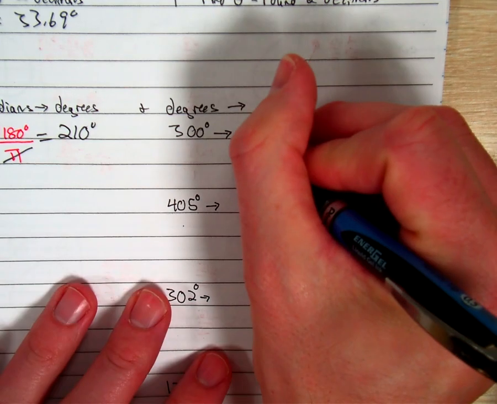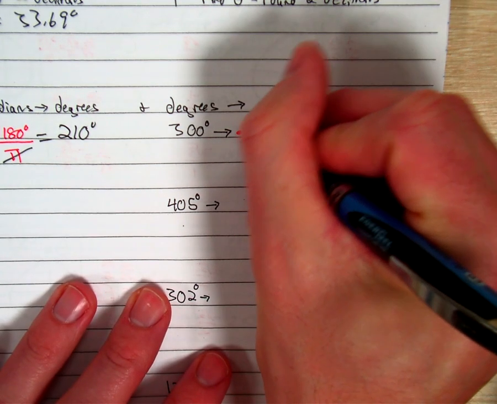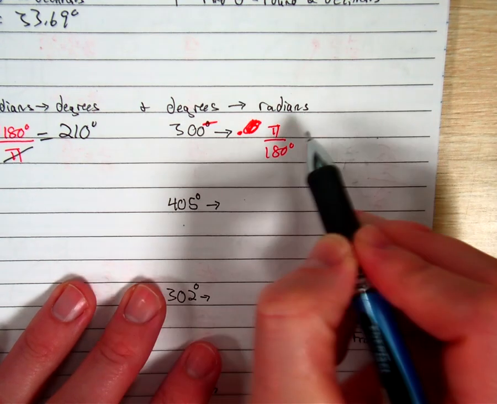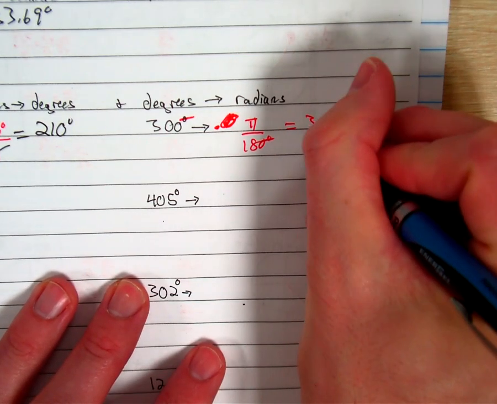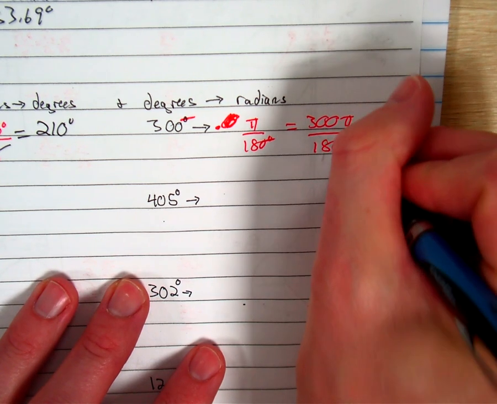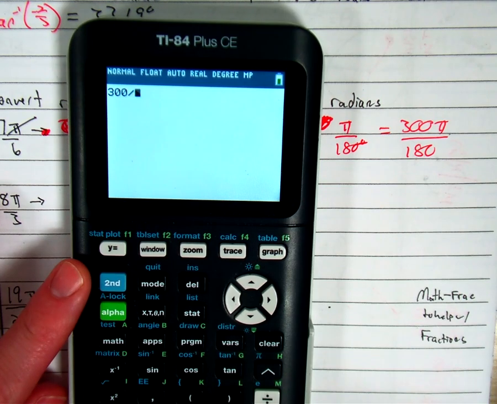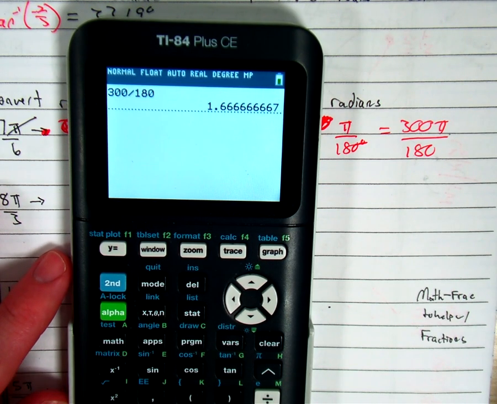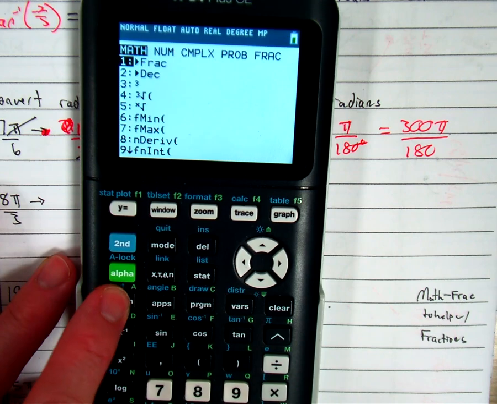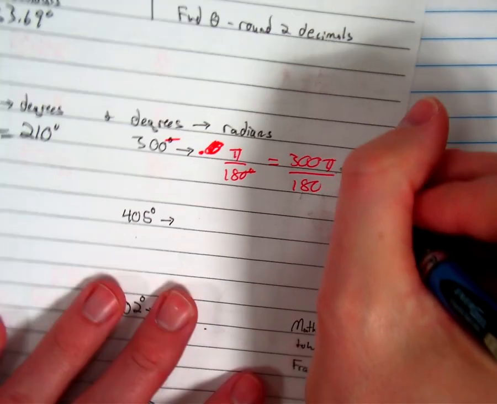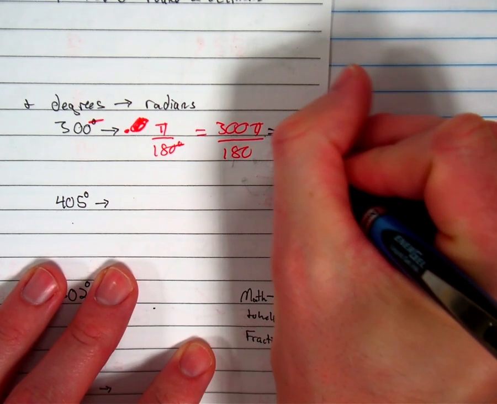Okay, 300 degrees, we're going to multiply by pi over 180 degrees, I did it backwards again. So then you can think about it as the degree signs cancel out. We have 300 pi over 180. Now here's the hack. 300 divided by 180, and then math, frac, and it reduces the fraction for you to 5/3. So we'll have 5 pi over 3 radians.